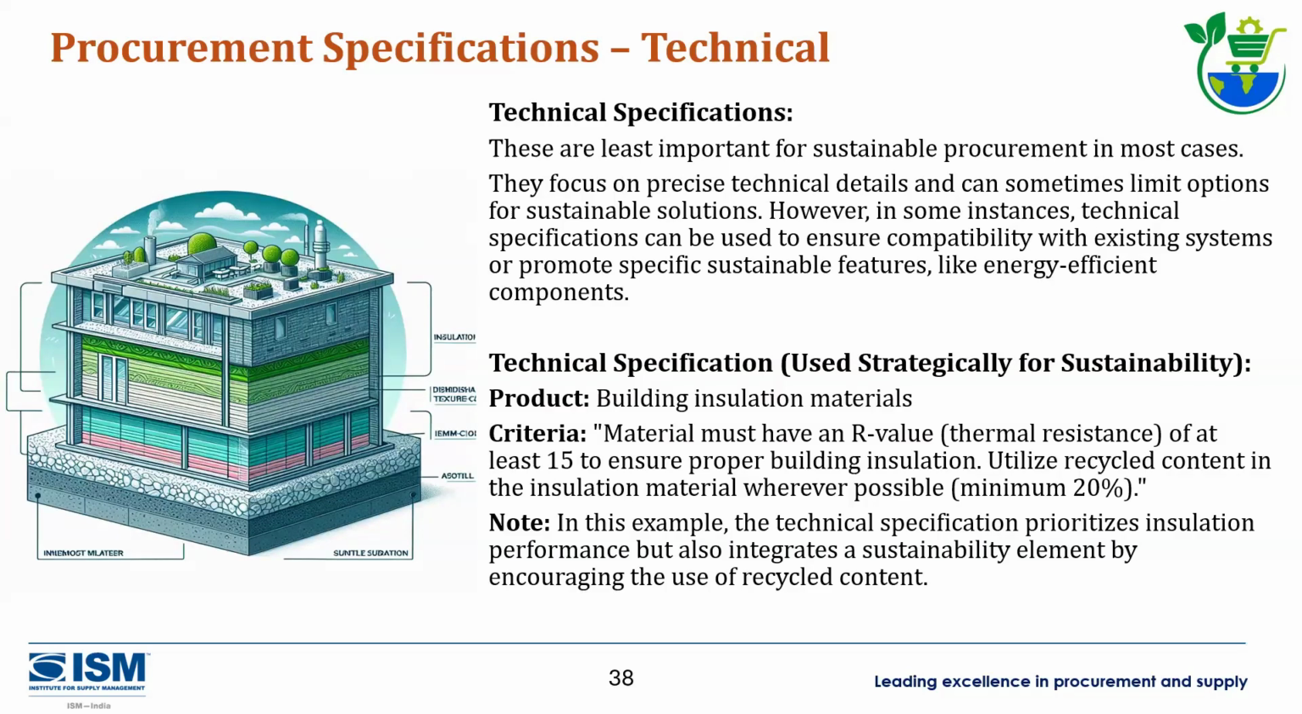Before going into the definition, I spoke about the example. Now, if you read the definition, it will be easier for you to understand. These are least important sustainable procurement in most cases. They focus on precise technical details and sometimes limit options for sustainable solutions. In some cases, they can be used to ensure compatibility with existing system or promote specific sustainable feature, just the way I showed.